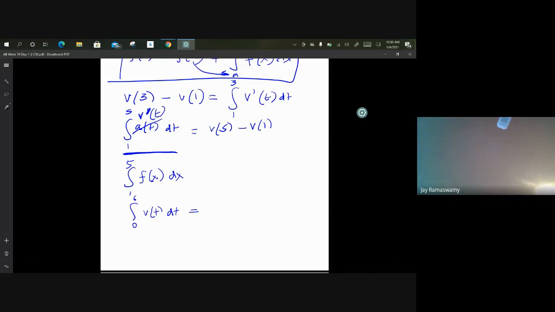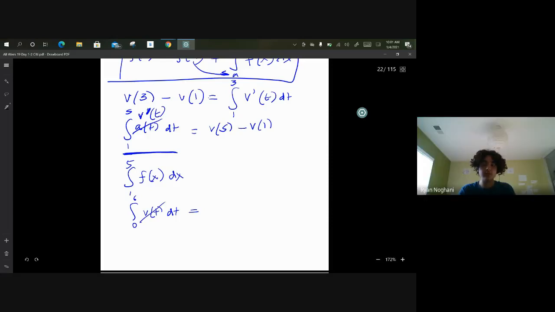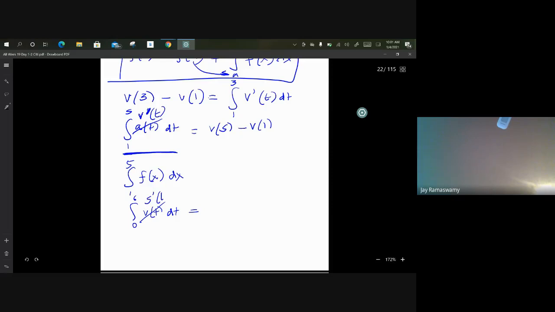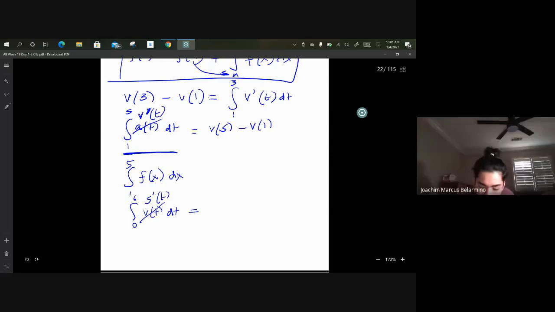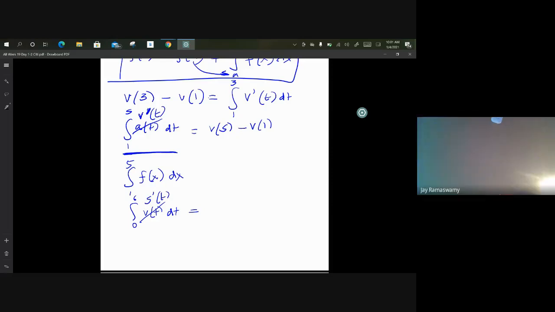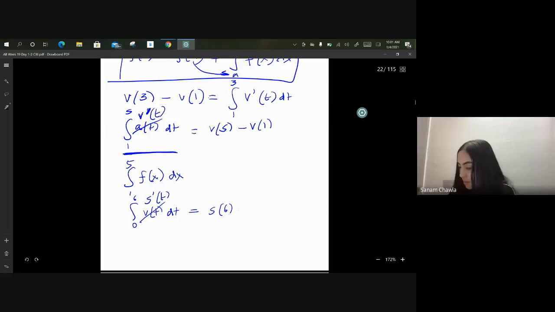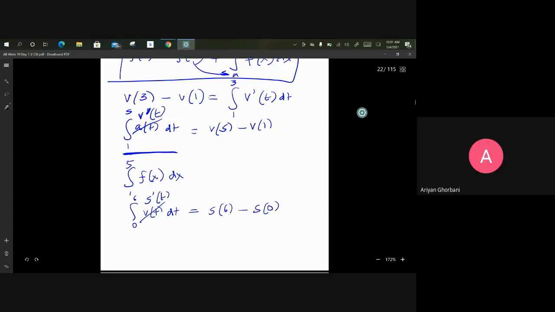Okay, simple question to the class. The way it is written now, can I apply the net change theorem? Yes or no? The way it is written just like that. No. However, I can write v of t as s dash of t. Now can I apply the net change theorem? Yes. s of 6 minus s of 0. Okay, crazy smart kids.